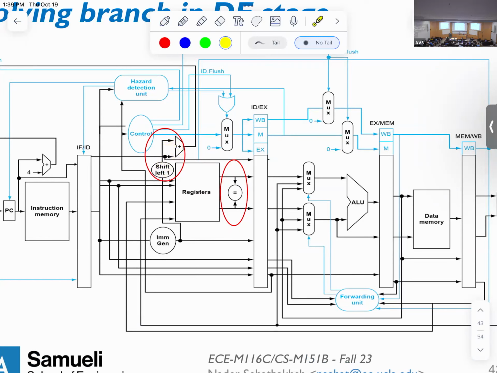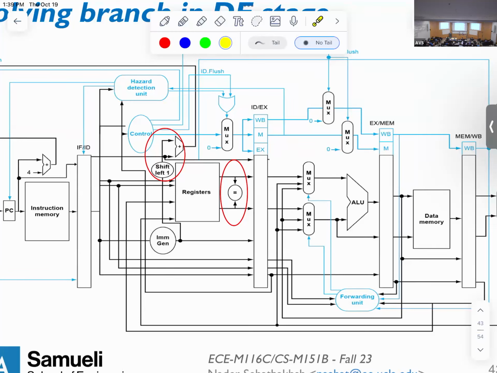As you can see, I'm moving the immediate generator to this decode stage. I'm putting the shift left and the adder here as well. So actually during the decode stage, I already know PC plus offset. Okay, so I'm good to go.